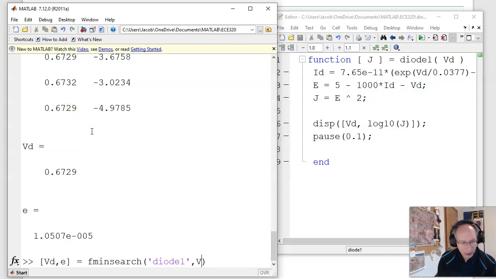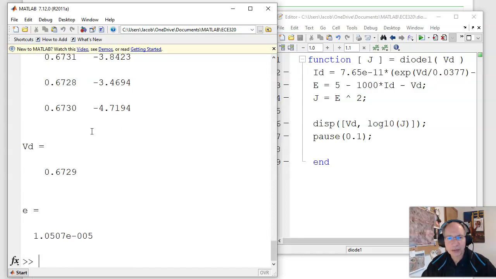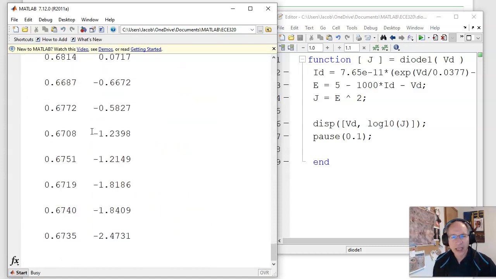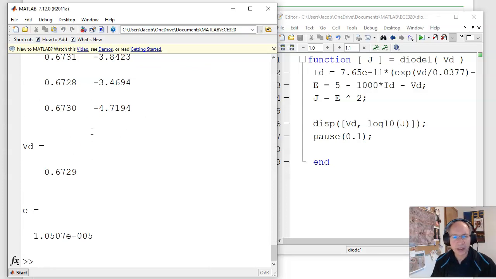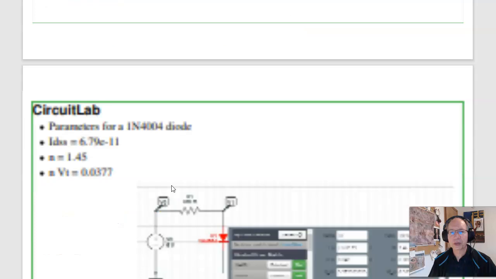Sometimes it kicks out due to max iterations. Sometimes it kicks out because it can't find a better answer. So what I did is I said, pick up where you left off, keep going. And the net result is I got the same answer. So that's the solution. It thinks the answer is 0.6729 volts, or 0.6730 last time I ran it. That's one way to solve two equations, two unknowns that are nonlinear.